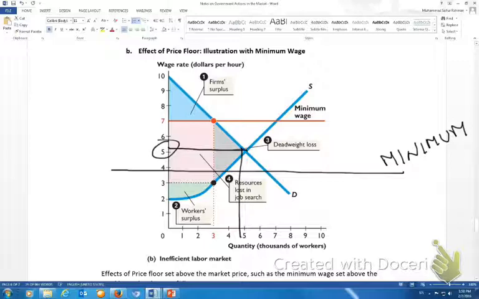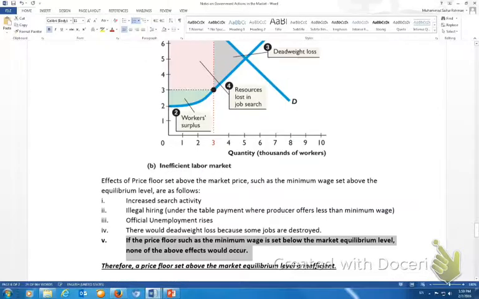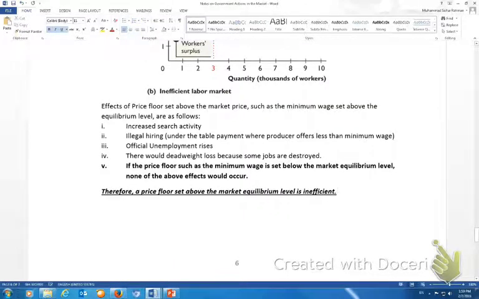So as a result, this minimum wage set below the market equilibrium has no effect on the market efficiency or inefficiency. So this is a very, very powerful point, where we are going to make the final conclusion by saying that a price floor set above the market equilibrium wage is inefficient. A price floor set below the market equilibrium wage has no effect on the market.